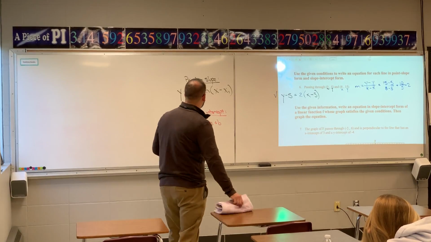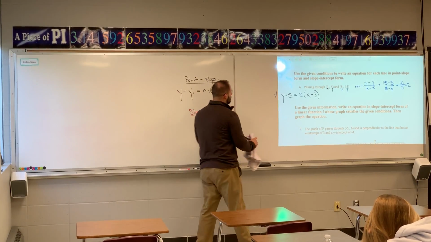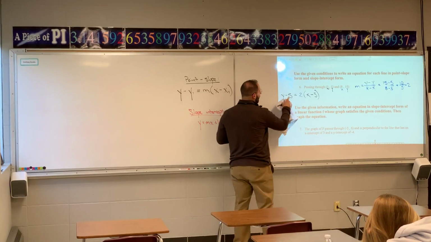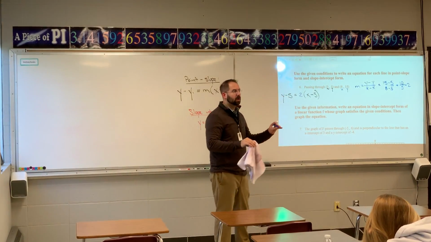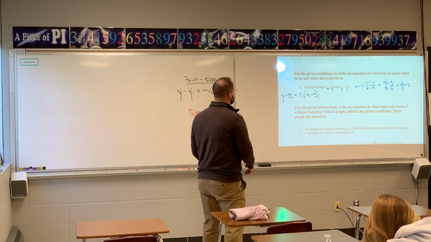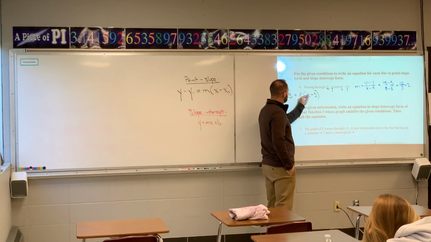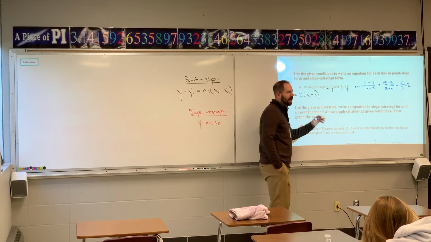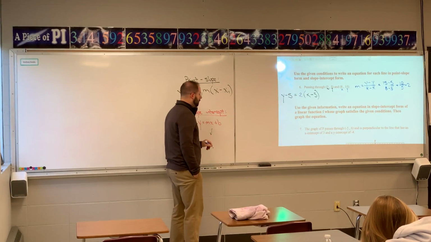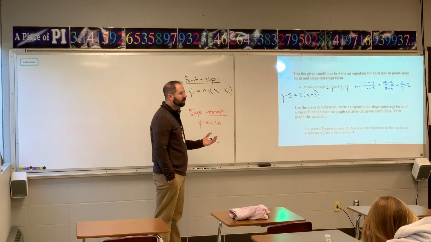Now to get to this other form, slope-intercept, you have to simplify this thing. That's why this is my go-to version. Because if I distribute the 2, and I add the 5 across, now it's in this form. I just have to get the y by itself.